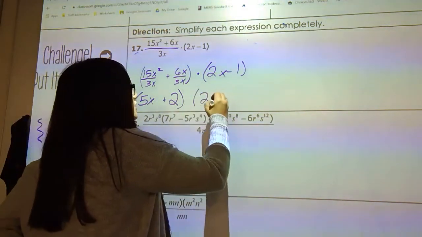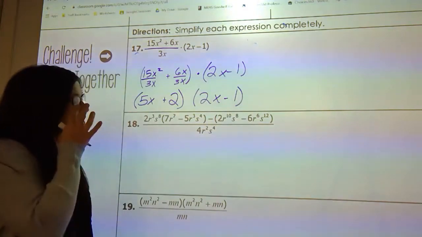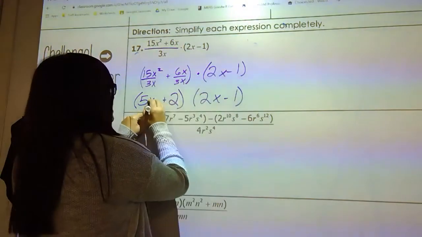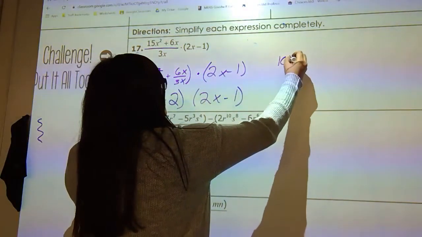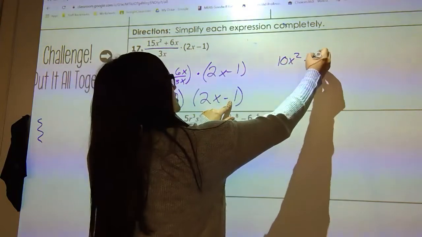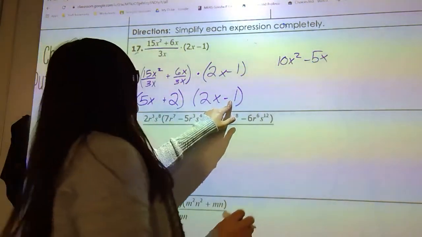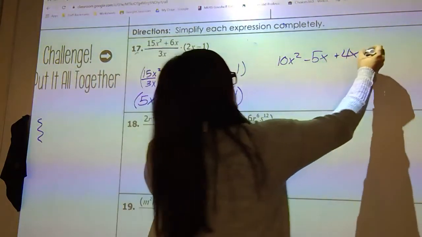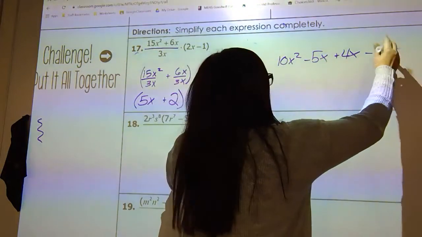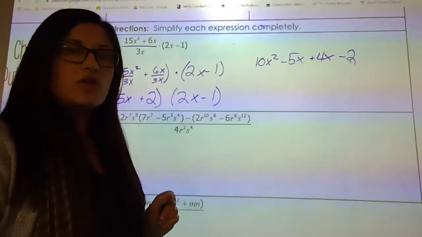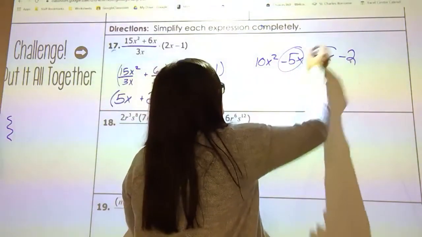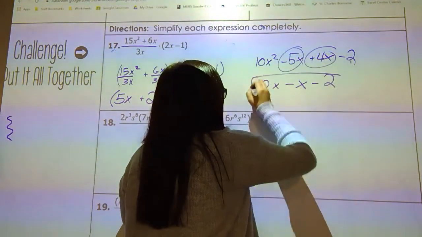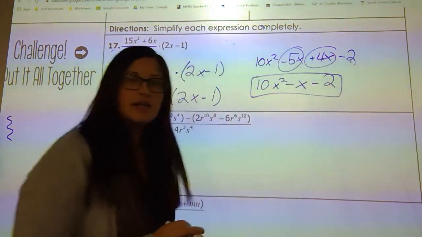Okay, it's important that we kept that in the parentheses so that we know we're going to multiply each term by each term. I'm going to write it up here. So I've got 5x times 2x gives me 10x squared. 5x times negative 1 is negative 5x. You still see that? 2 times 2x gives me a positive 4x. And then 2 times negative 1 gives me negative 2. Okay, the only thing left to do is combine my like terms. 10x squared, minus x, minus 2.